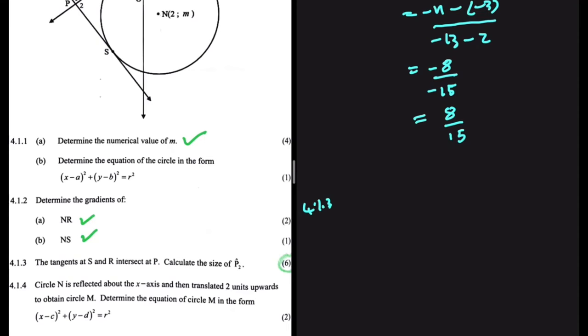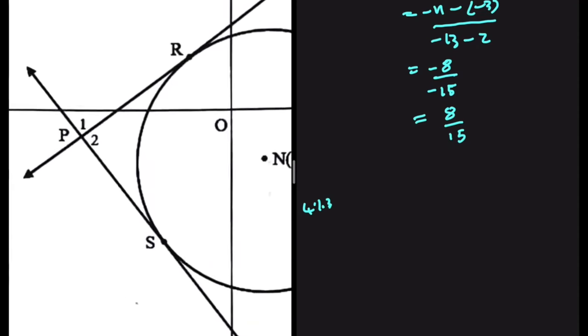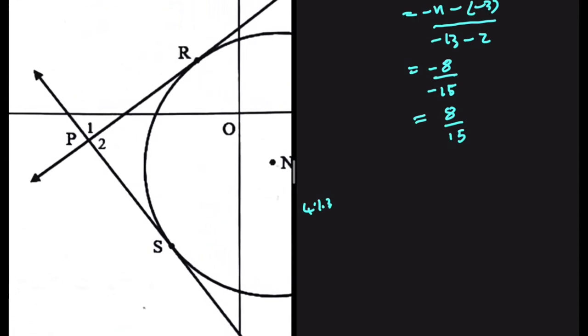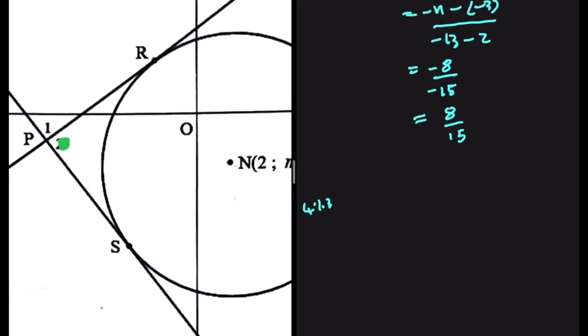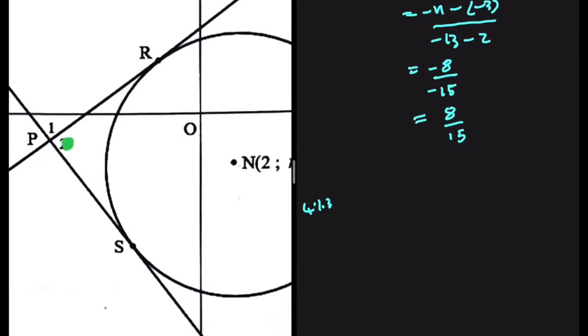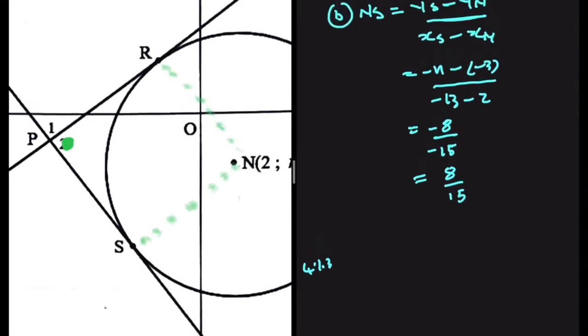Let's see how we can actually do that. So P2 is this angle here. Let's just highlight it so that it is clear to see. We have the gradients of NS and that of NR.